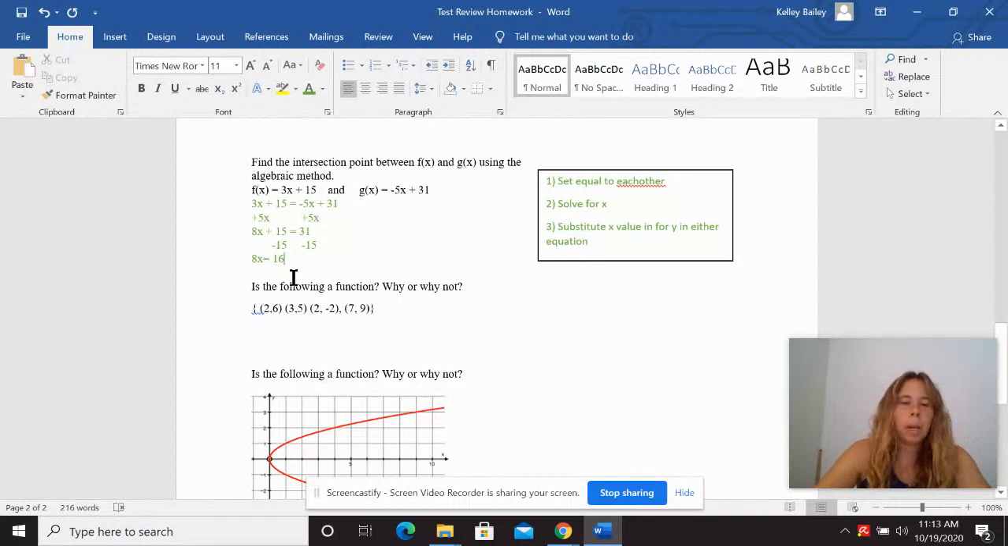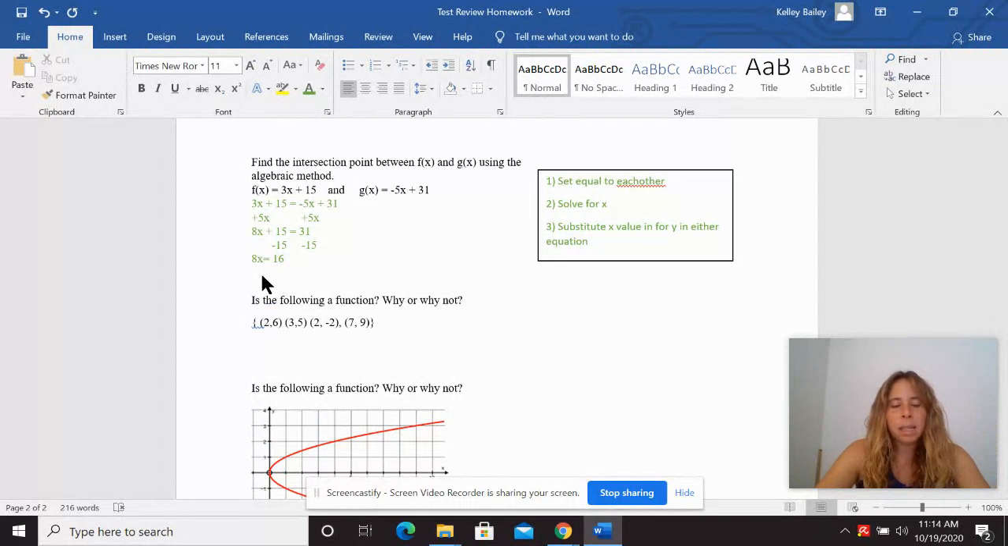So some of you can probably do this mentally. 8 times what number equals 16? That's 2. But what we're doing is we're dividing both sides by 8. So 8 divided by 8 is 1x, which is just x. And then 16 divided by 8 is 2. Okay. All right, so now you're only halfway done though. Now we know x equals 2.